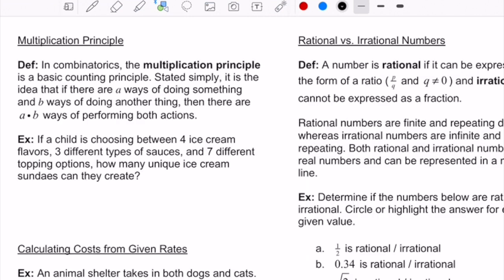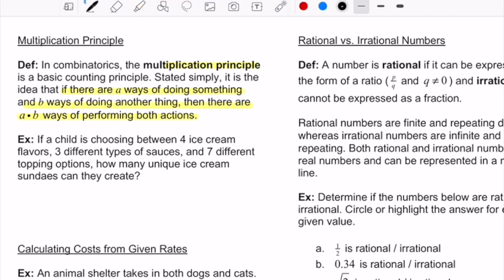In this next example, there's a definition that's given of the multiplication principle. It says the multiplication principle is a basic counting principle. Stated simply, the multiplication principle says the idea that if there are A ways of doing one thing and B ways of doing another thing, then there are A times B ways of performing both actions.